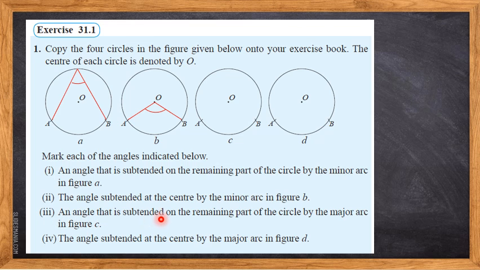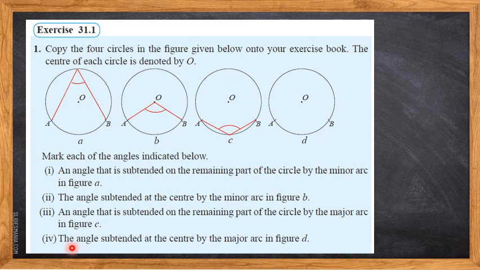An angle that is subtended on the remaining part of the circle by the major arc in figure C. Right, now consider the third figure, figure C. You have to consider the angle subtended on the remaining part of the circle by the major arc. The major arc is the bigger part of the circumference in this figure. Then you have to consider the angle that is subtended on the remaining part of the circle. That means on the minor arc. Right, okay, then let's draw this angle from point A and B to the minor arc. That is the angle that is subtended by the major arc AB on the remaining part of the circle.